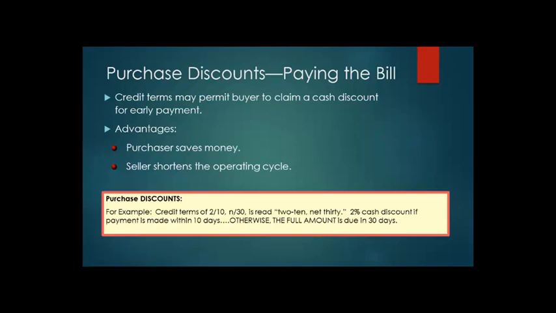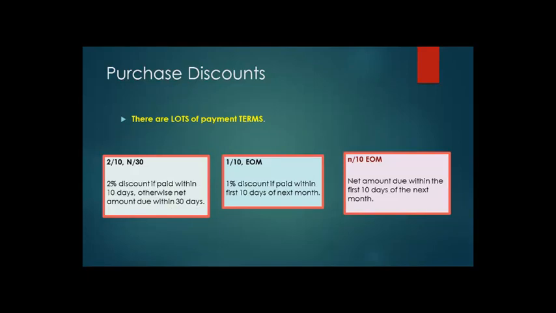So why would a buyer want to take a cash discount? The purchaser saves a lot of money if they have the cash flow to pay the bill early. And the seller gets their money faster. There's lots of other payment terms that you can read about. You can Google payment terms. This is a typical one in retail, 1/10 EOM, N/10 EOM.